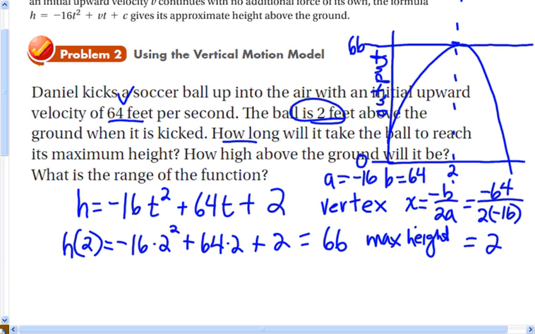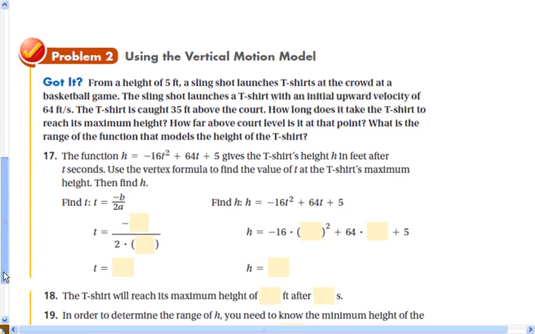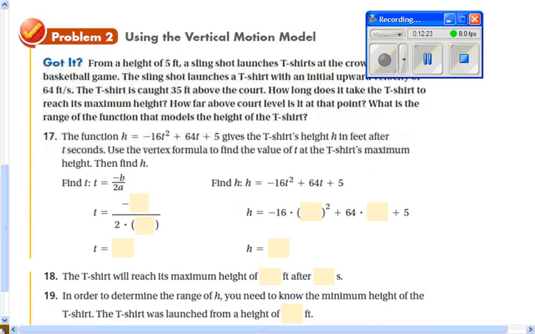So we're going to say the range, which is the y values. Remember that from our function work. And I'm going to write this in interval notation because I like that. So it includes 0. That's the minimum value. And the maximum value is 66, and it includes that. So that's interval notation. You could also say y is greater than or equal to 0 and less than or equal to 66 for the range. All right, I'm going to let you try that. Check back with your answer.